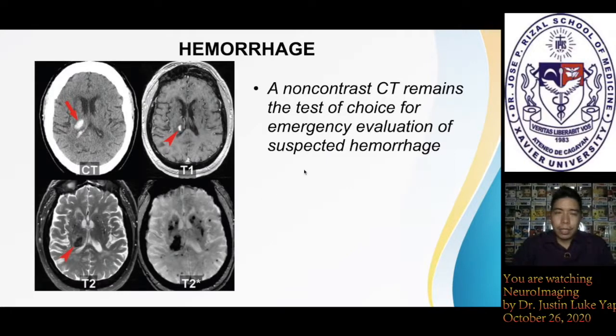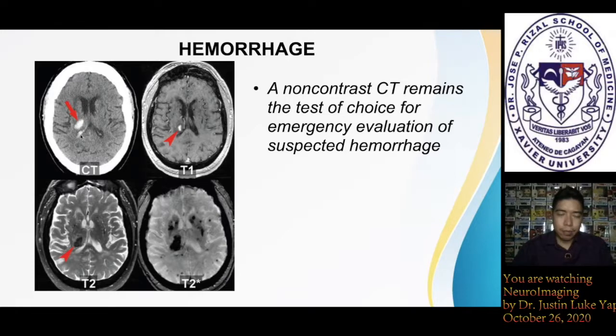Let's now go to hemorrhage. Again, this is one of the things that is important. That's why we order a non-contrast CT. We want to rule out hemorrhage. And most of the time, it's easy to look for this.